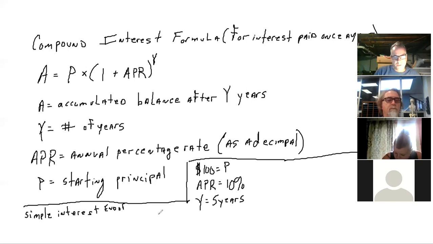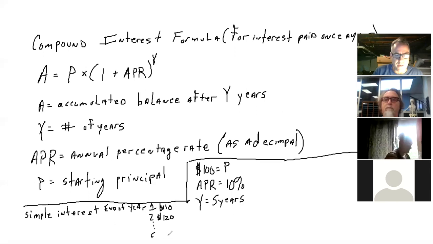End of year two, I'm just adding in again $10. So I'd have 120, and so on and so forth. So I got into my 5th year, and I would have $150. That is, if I just had what was called simple interest. Now, I said already, if you use compound interest.